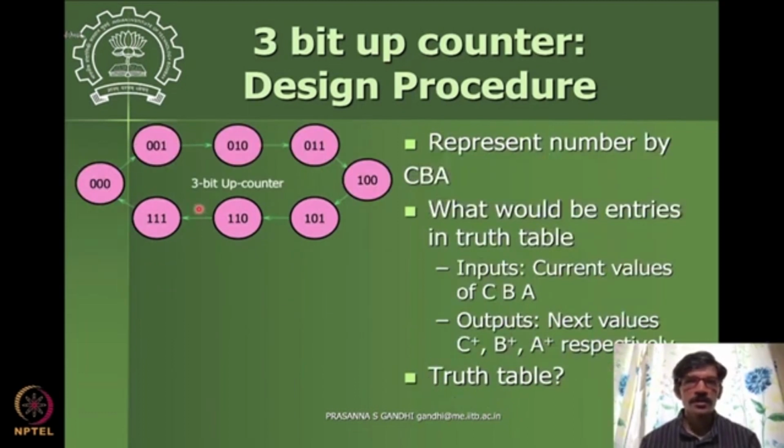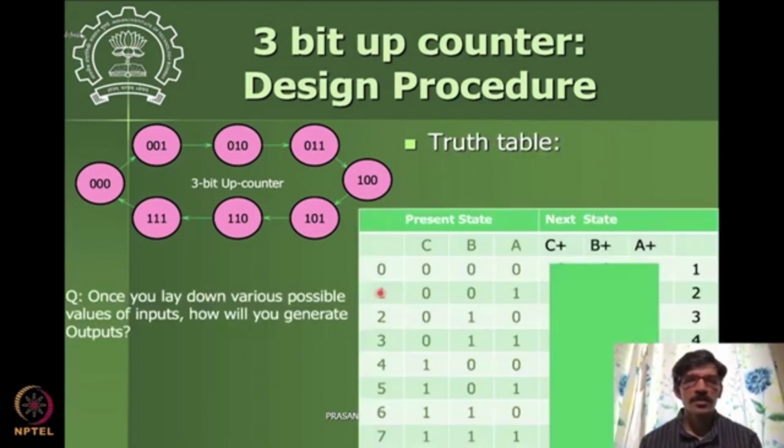Say this number is C, the first number is C, the second is B, and the third one is A. Now what should be the truth table entries? You can develop that. C, B, and A are the present state. Then what should the next state be? If the present state is C B A equal to 0 0 0, the next state I am going to is 0 0 1, so I'll write 0 0 1 here. These are the next states: C plus, B plus, and A plus.